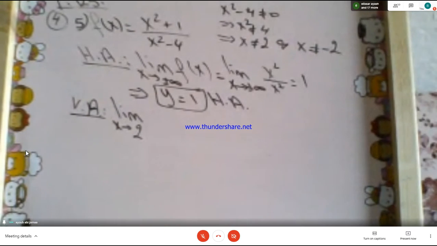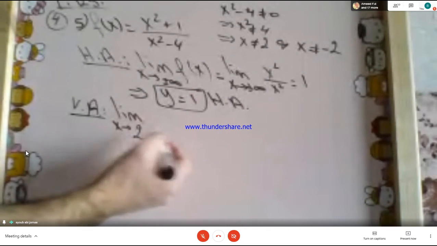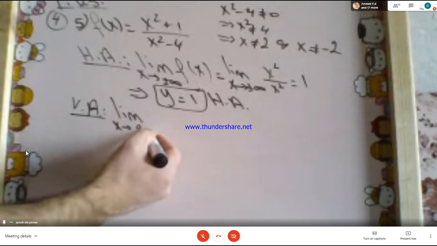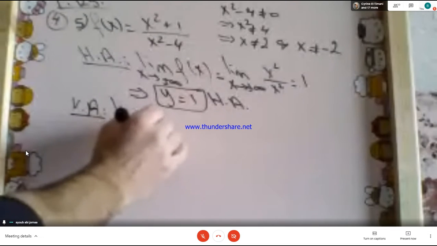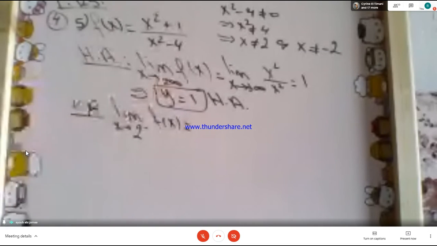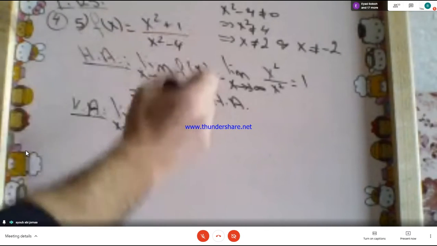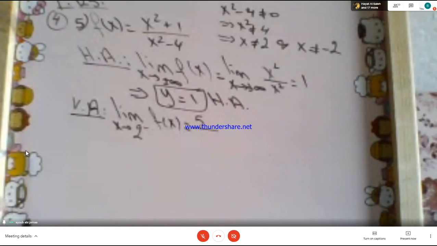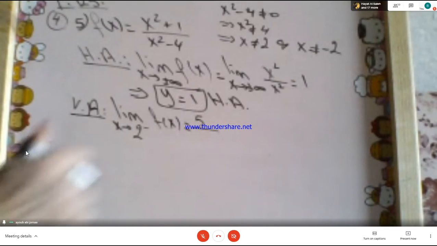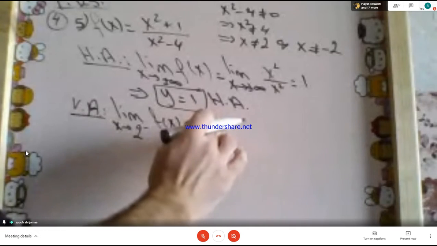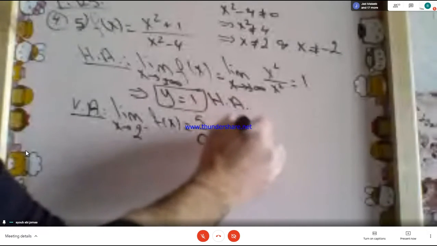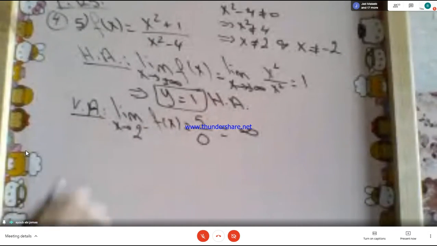Let's start with the first one. 2 what? 2 minus or 2 plus? You choose. 2 minus, good. That's equal to: replace x by 2. What do you get? 5 over 0. What's the answer? 5 over 0, infinity. Bravo. Now, positive infinity or negative infinity?